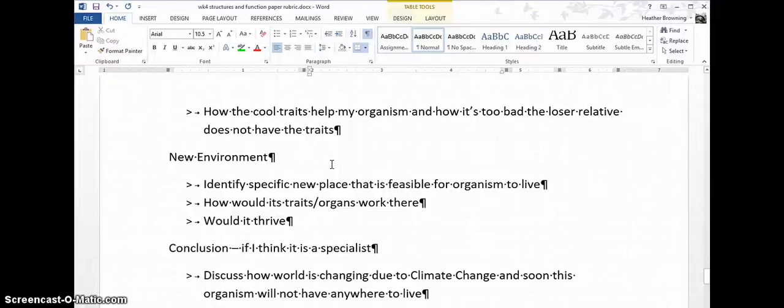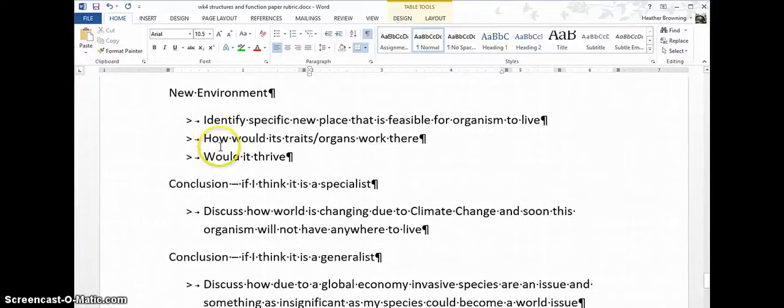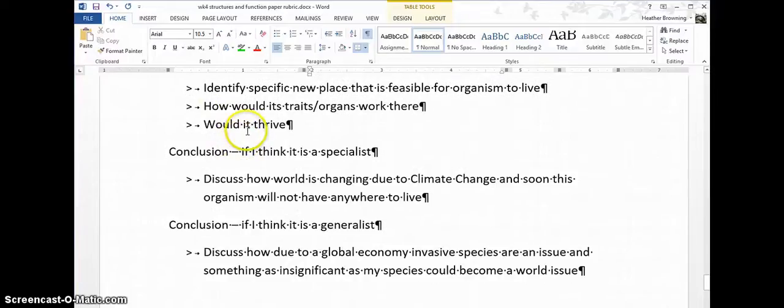Evolution: what's my organism closely related to, and how the cool traits help it, and how it's too bad the loser relative does not have those traits. And new environment: where it could live, how its traits work there, how it's derived.